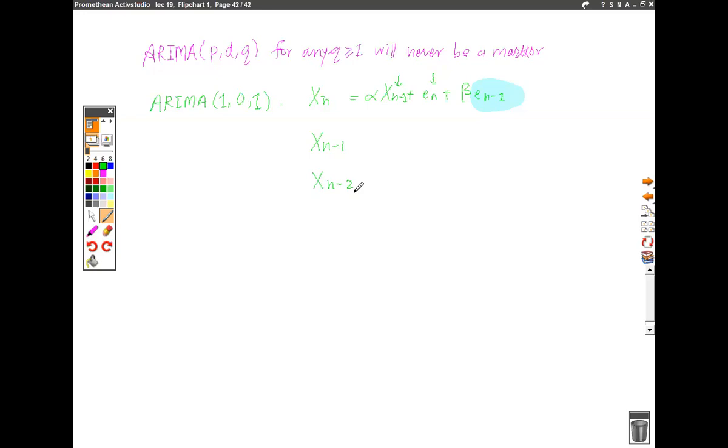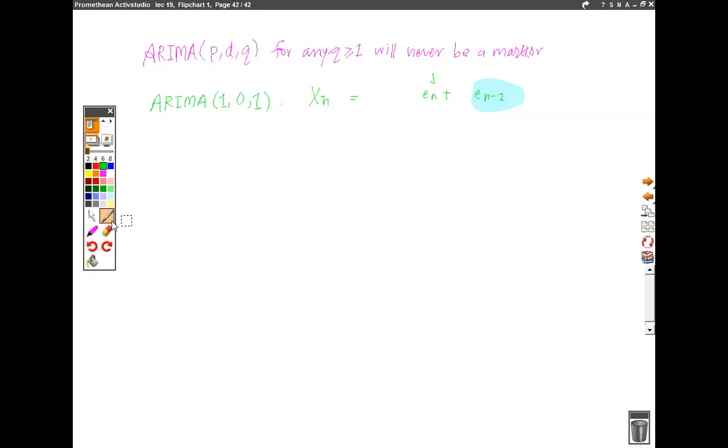So for now, let us even exclude this AR term that we are looking at. I only have x_n equal to e_n plus beta e_{n-1}. So let us ignore the beta term as well. Let's just keep it very simple.